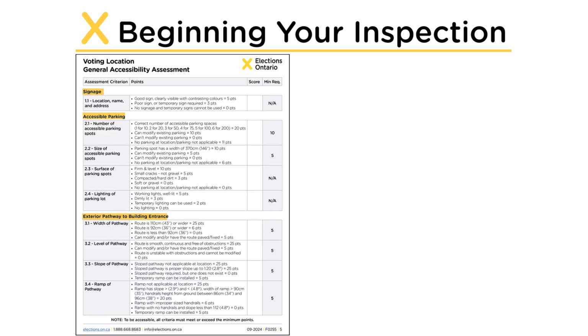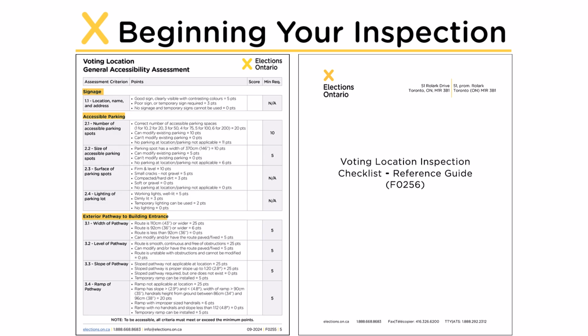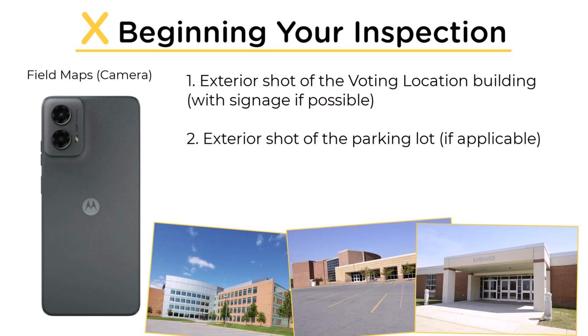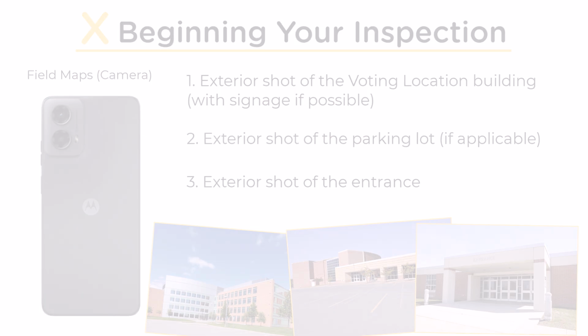Complete each section of the voting location inspection checklist using the following guidelines. You can also refer to the Voting Location Inspection Checklist reference guide for detailed instructions. As stated in the first video, you will also be responsible for taking 3 specific photographs that will be published to the Elections Ontario website during the election period. Keep this in mind as you are completing the inspection.